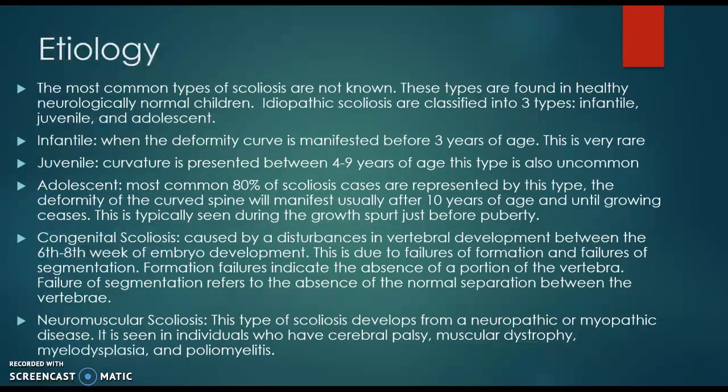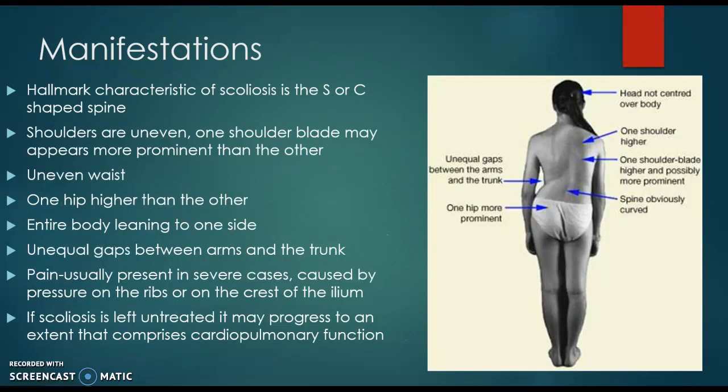Neuromuscular scoliosis develops from a neuropathic or myopathic disease. It is seen in individuals who have cerebral palsy, muscular dystrophy, myelodysplasia, and poliomyelitis.